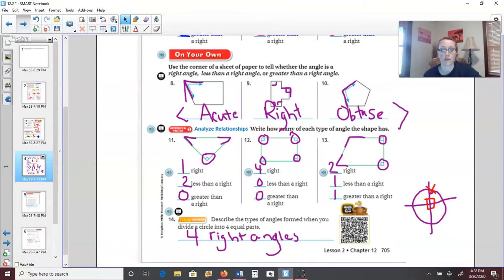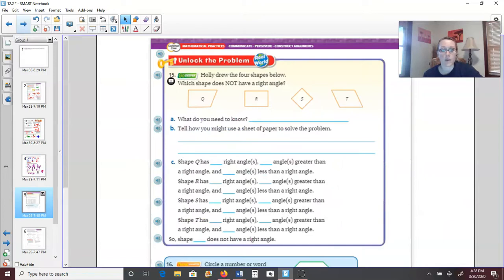Okay? All right, let's go to our next page here. We have number 15, unlock the problem. This is a go deeper, so let's really work hard on this, boys and girls. Holly drew the 4 shapes below. Which shape does not have a right angle? So which one does not have a perfect right corner? Well, part A says, what do you need to know? Well, looking at the question, we need to know which shape does not have a right angle.